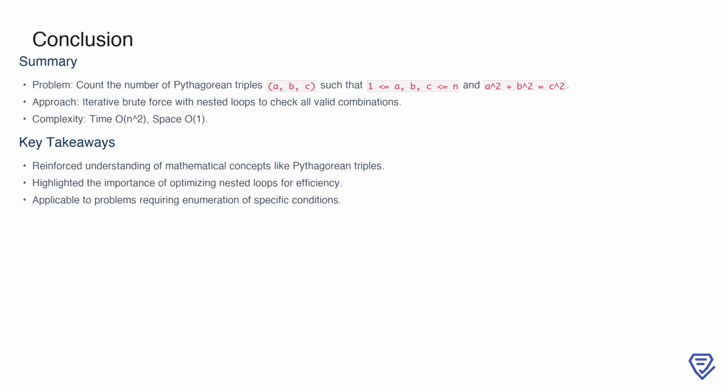Great job! We've successfully solved LeetCode problem number 1925, Count Square Sum Triples. We reviewed the problem, discussed the approach, and analyzed the complexities. Don't forget to practice similar problems to strengthen your skills.